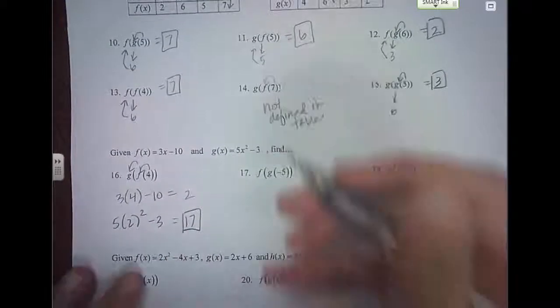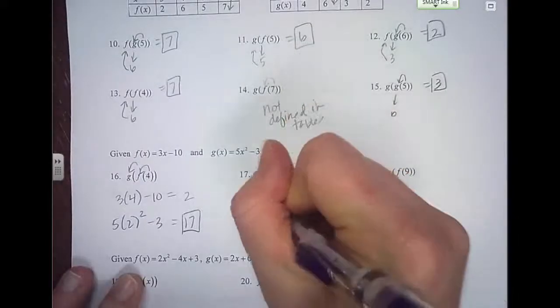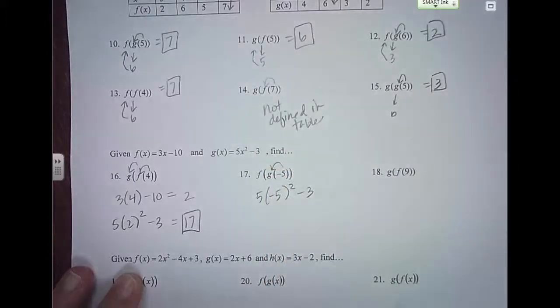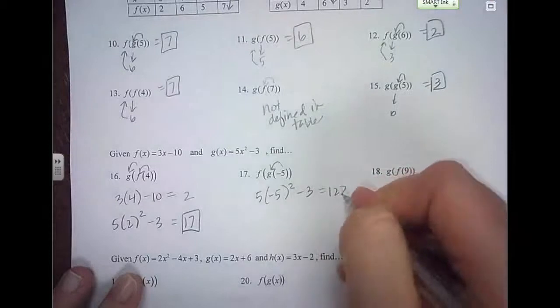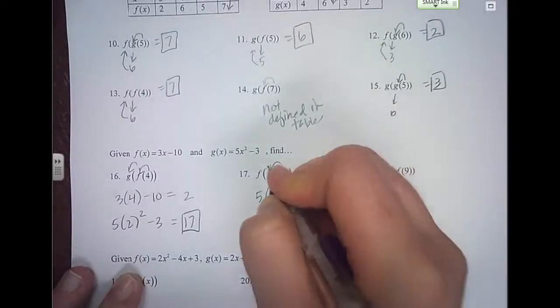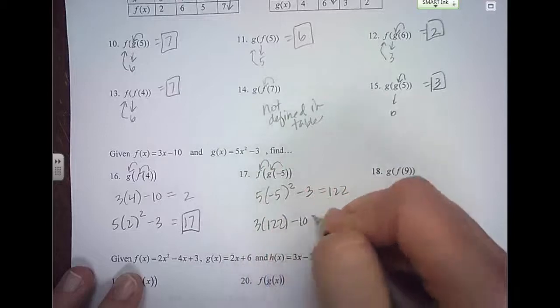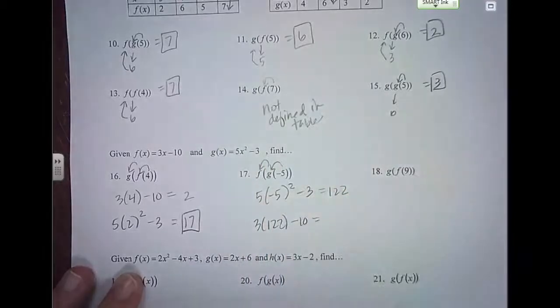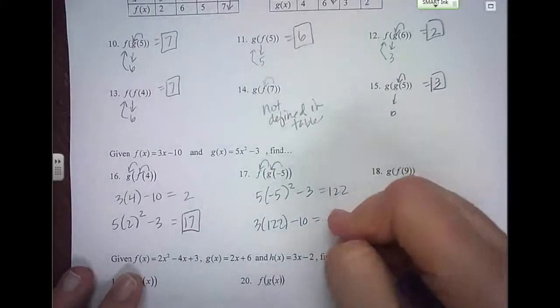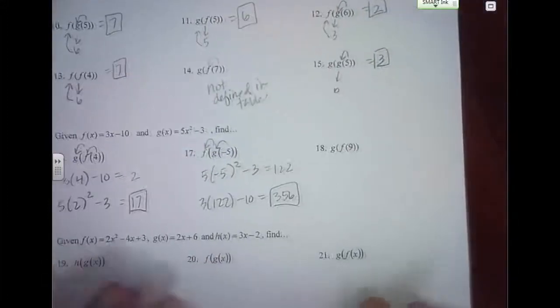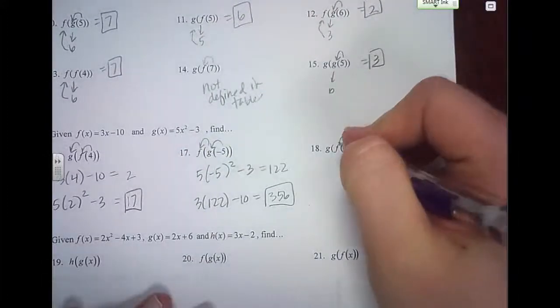Number 17, take -5 and put it into g. So 5 times -5 squared minus 3 is 122. So then I take 122 and I put that into the f equation. Plug that into my calculator, and I got 356.